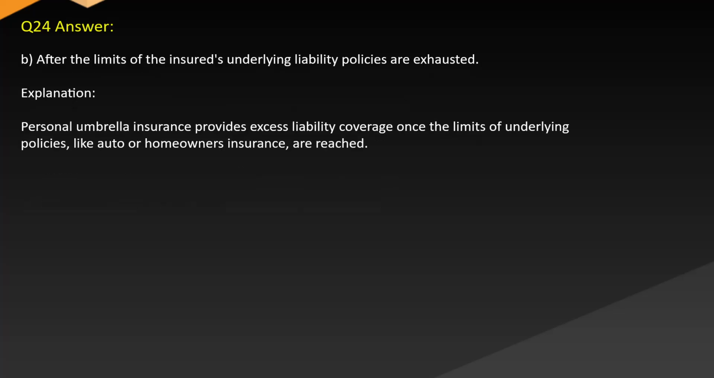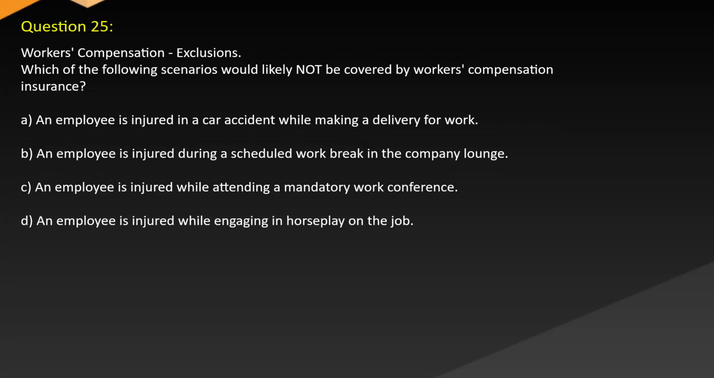Answer: B. After the limits of the insured's underlying liability policies are exhausted. Explanation: personal umbrella insurance provides excess liability coverage once the limits of underlying policies like auto or homeowners insurance are reached. Question 25. Workers' compensation.